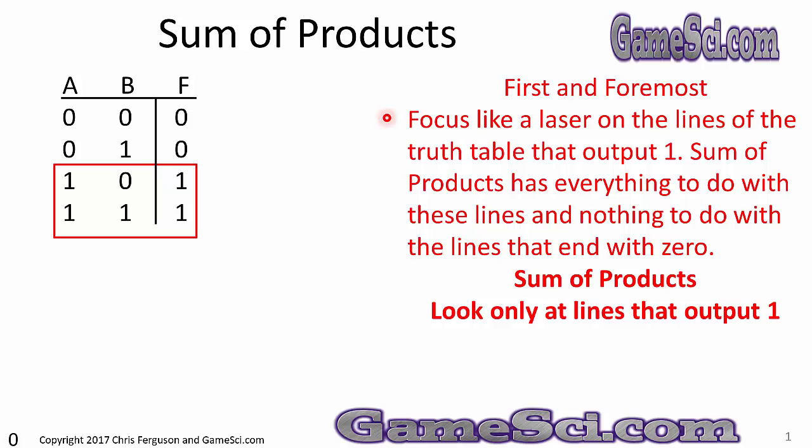First and foremost, focus like a laser on the lines of the truth table that output 1. I've boxed those two in right there. Sum of products has everything to do with these lines and nothing to do with the lines that end with 0. Sum of products says look at the lines that output 1.